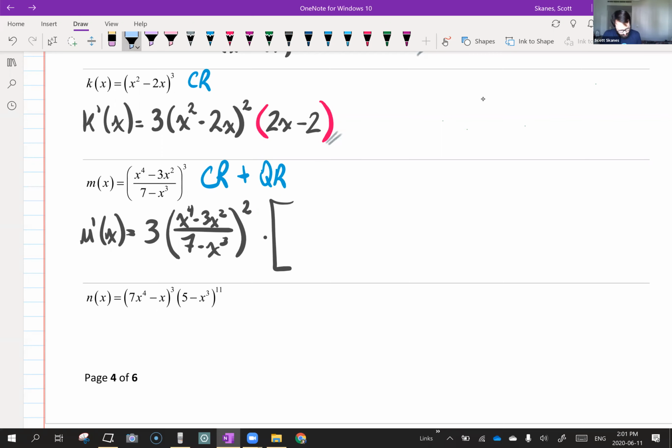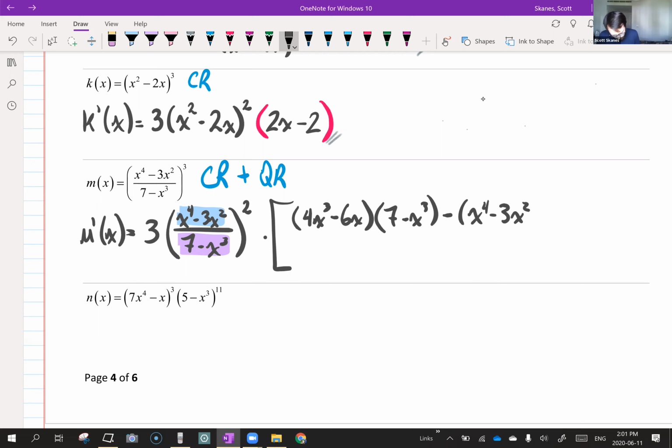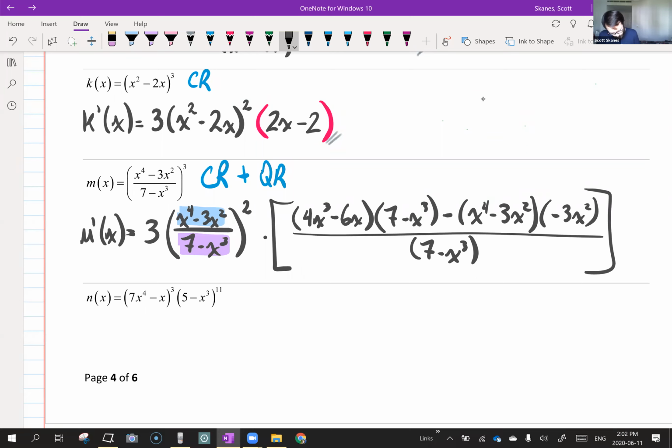Which we just consider the inside. This is the top, this is the bottom. And so just do your whole quotient rule in those brackets as a new problem, pretend the rest of the question doesn't exist, and you're done. So the derivative of the top times the bottom minus the top, the derivative of the bottom, all over the bottom squared.